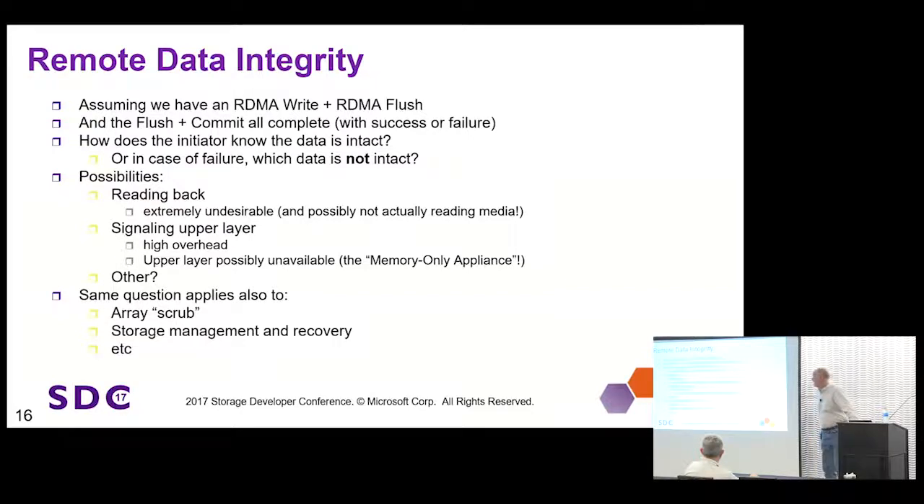And the same question of integrity applies to things like ordinary day-to-day operation, like an array scrub or storage management. You may need to reach out and do this. It may not be the sender of the data that wants this guarantee. It might be somebody at a later time who wants to come through and verify.